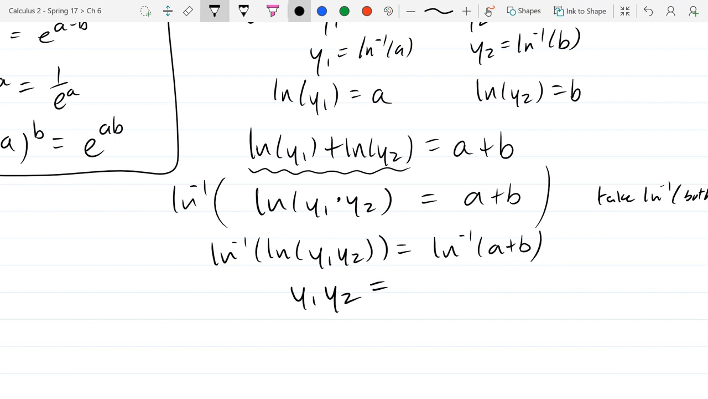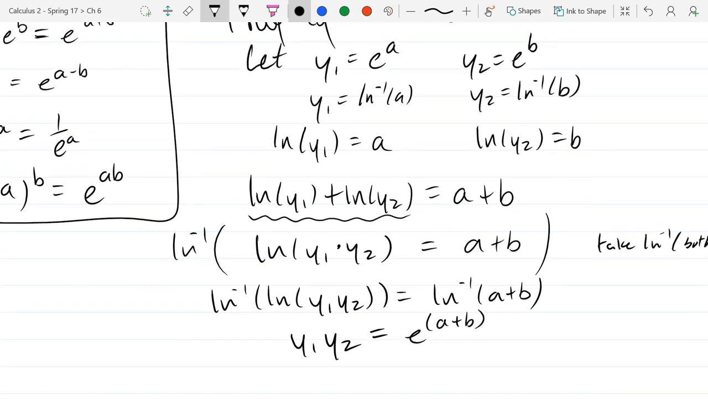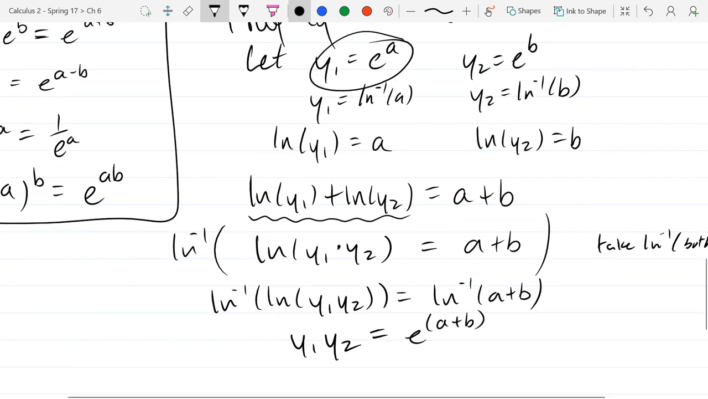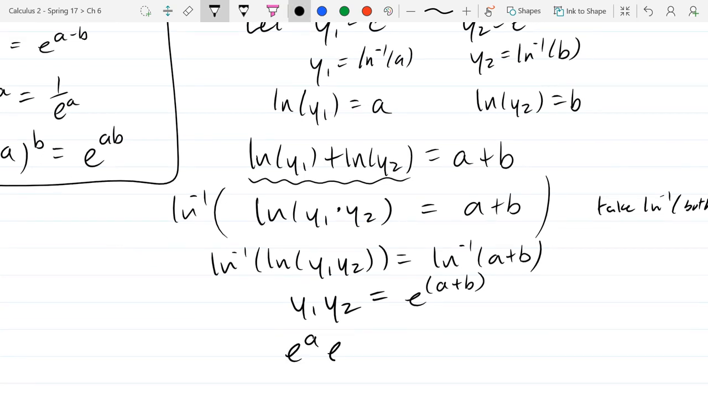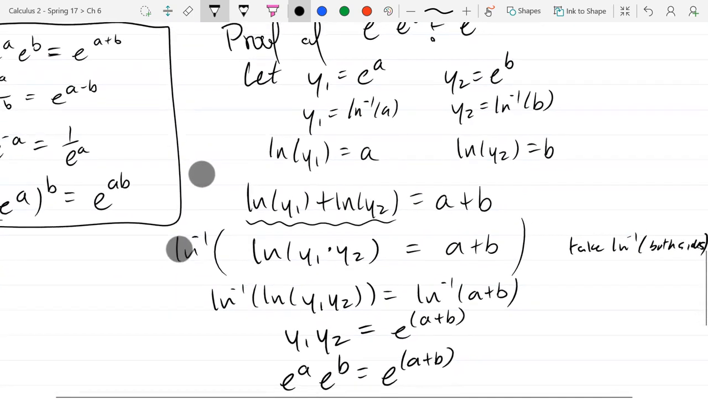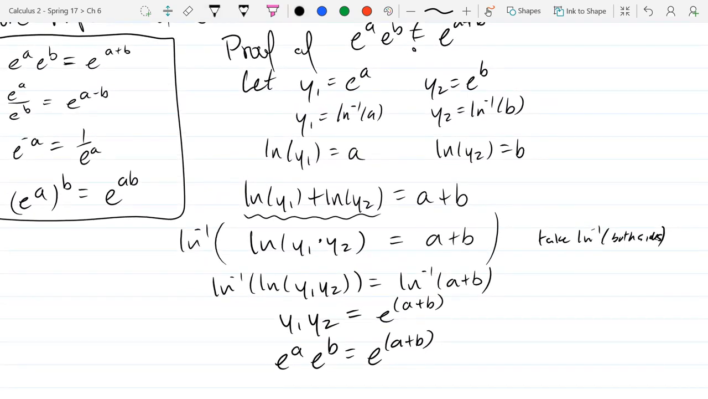Now right side, I could leave it like this, or I could write it as e to the a plus b. Either way. What in the heck was y1 and y2? I'm looking up to where I defined them. y1 is e to the a, y2 is e to the b. So I'm going to swap out y1 and y2, e to the a, e to the b. So we just proved, basically using the definition, that addition of powers is the same as multiplying bases when your base is e.